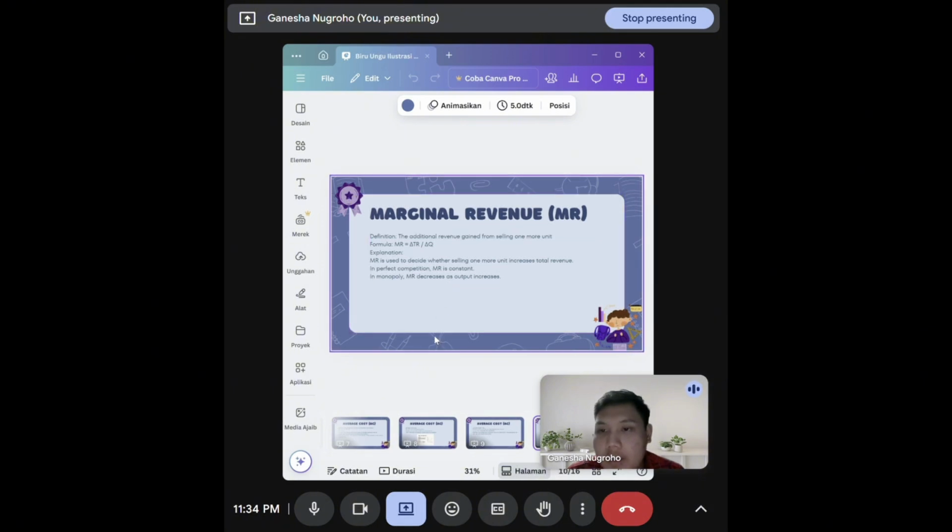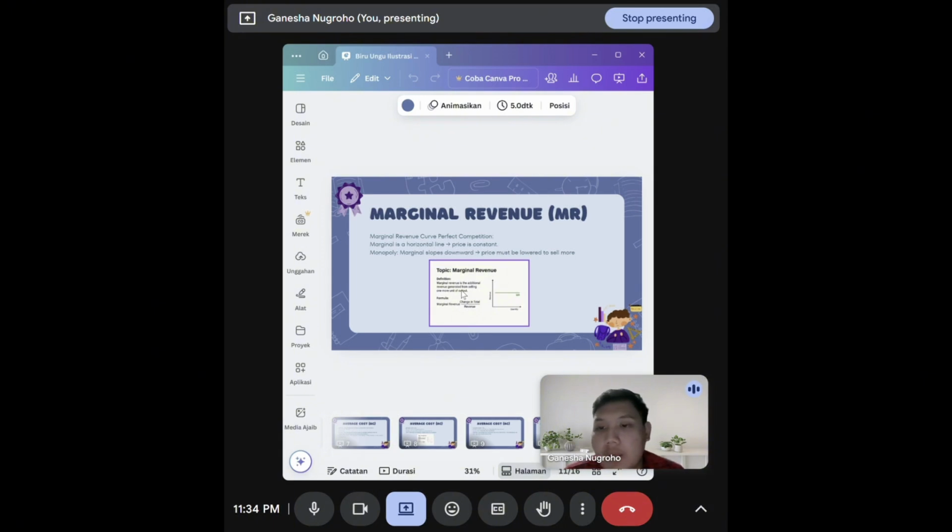Marginal revenue, definition: the additional revenue gained from selling one more unit. Formula. Marginal revenue is used to decide whether selling one more unit increases total revenue. In perfect competition, marginal revenue is constant. In monopoly, marginal revenue decreases as output increases.